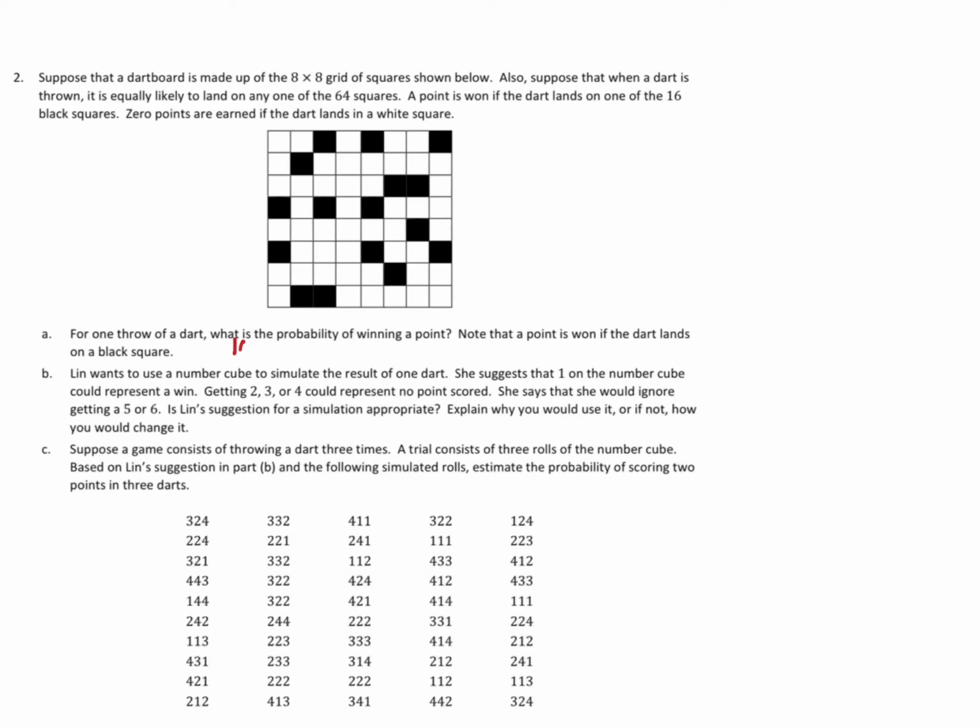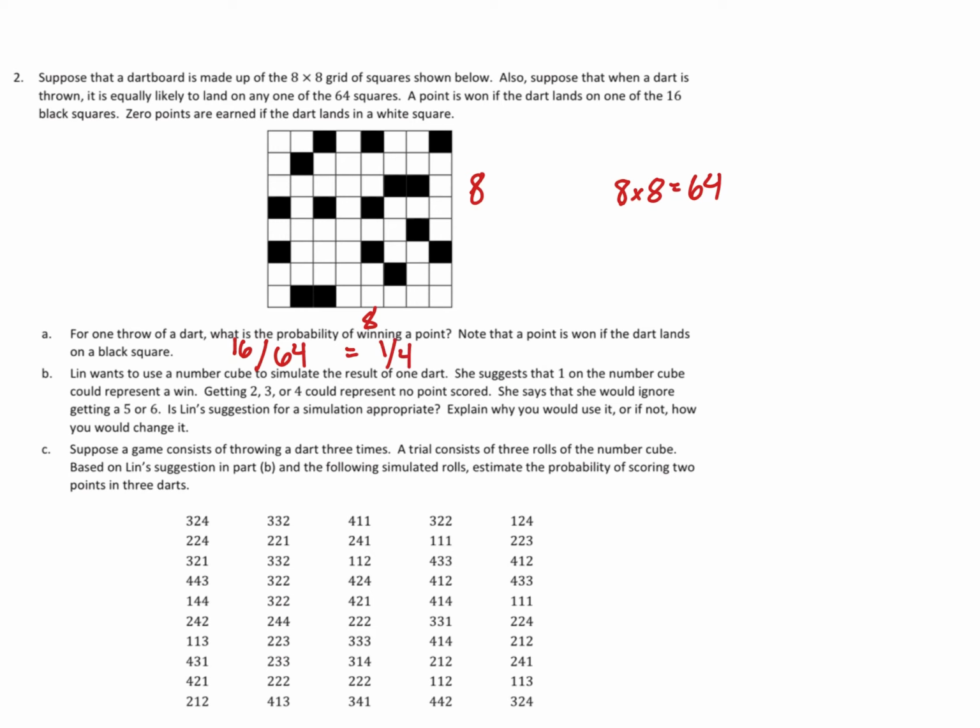There are 16 black squares, and this is an 8x8 grid, which means there are 64 squares total. If you were to reduce this, it would come out to 1/4.